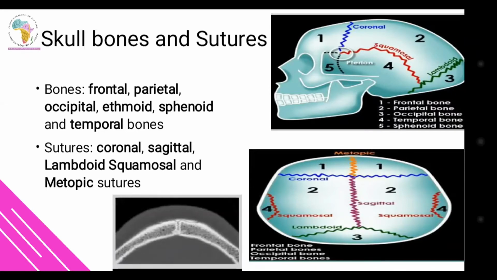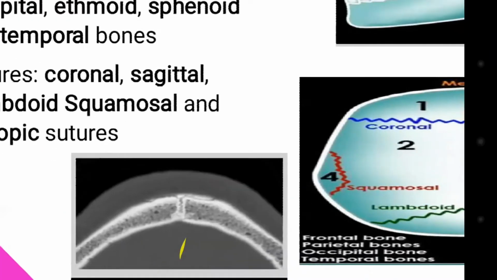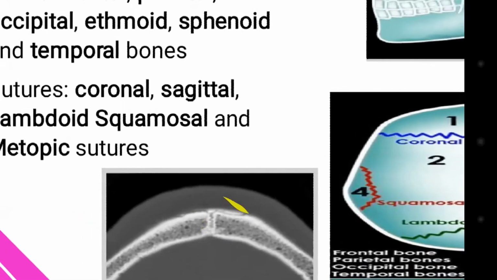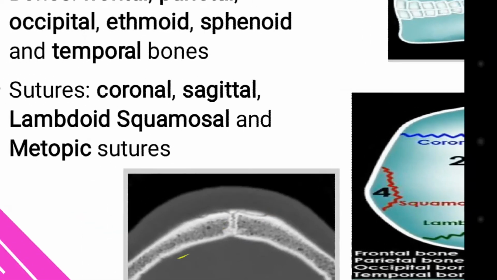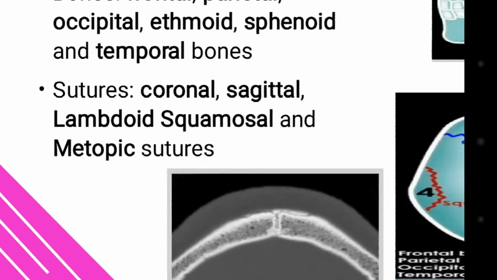Now you can see on this image a representation of just a small part of the skull. You can appreciate the structure here. You can see the outer plate, you can see the inner plate, and you have the diploe in between. And here, of course, is the scalp.